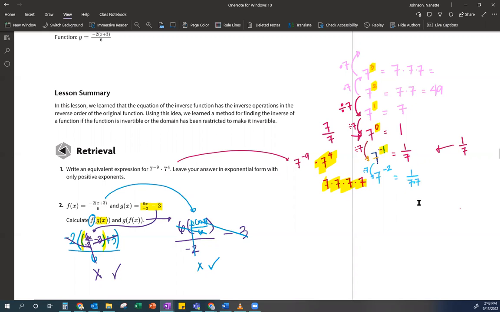Does that make sense? So here, 7 to the negative 9th, going back to our problem, wouldn't be 7s on the top. They'd actually be 7s on the bottom. So 1, 2, 3, 4, 5, 6, 7, 8. I'm going to put this guy up front. 9. Now, Ms. Johnson, couldn't you just tell us the answer?